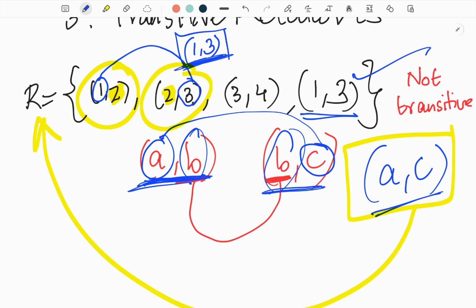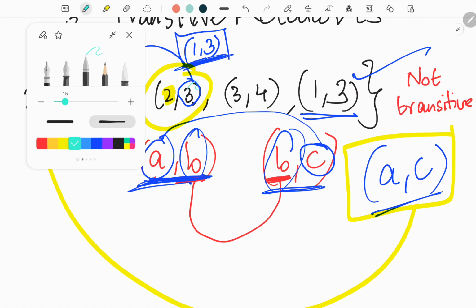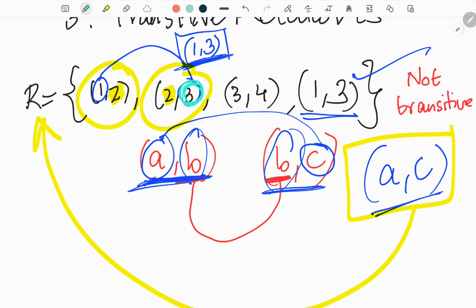Next, we have 2, 3 and 3, 4. Now 3 is acting as an image here, and it is acting as a pre-image here. So you have to connect the remaining numbers and get an ordered pair 2, 4. And as you can see, 2, 4 is not there in this relation. That is the reason I said this relation is not transitive.